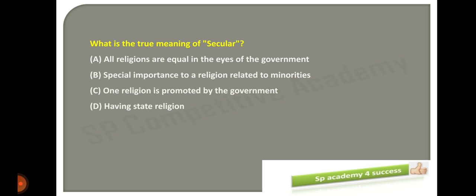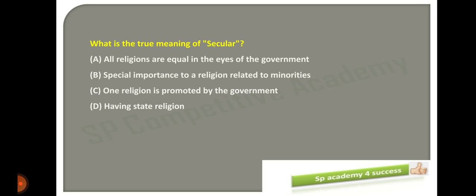Moving on to the next MCQ for today. What is the true meaning of secularism? Let's see the options here. Option A, all religions are equal in the eyes of the government. Option B, special importance to the religion related to the minorities. Option C, one religion is promoted by the government. Option D, having a state religion.